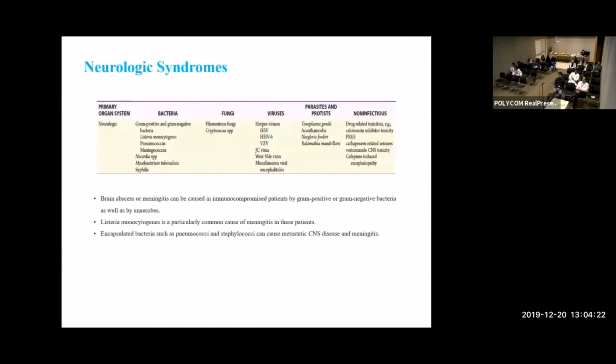And then some neurologic syndromes. Obviously, the same pathogens that can affect the normal host can also affect the immune-compromised host. So here we will pay attention to Listeria monocytogenes, which is known to cause meningitis in these patients. Some other encapsulated bacteria like Strep pneumo can be very aggressive and severe in these cases. And then other manifestations like PRES, for example, can also be the culprit of neurologic symptoms in neutropenic patients. It's being associated with neutropenia specifically.